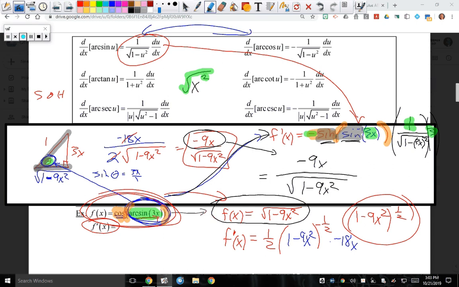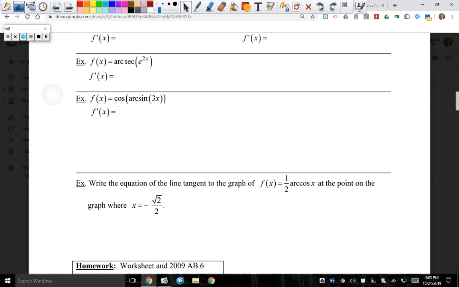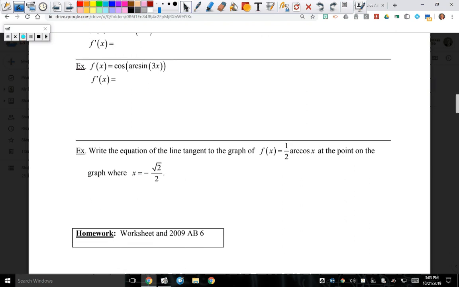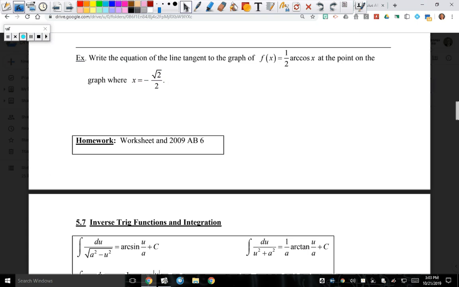Okay, so I think I have one more, and then we will go to the review. And again, we're going to work on however you guys want to look at this. Write the equation of the line tangent to the graph. Here's the position function. Here's my a value. And we want to ultimately come up with something that looks like the equation of the tangent line.